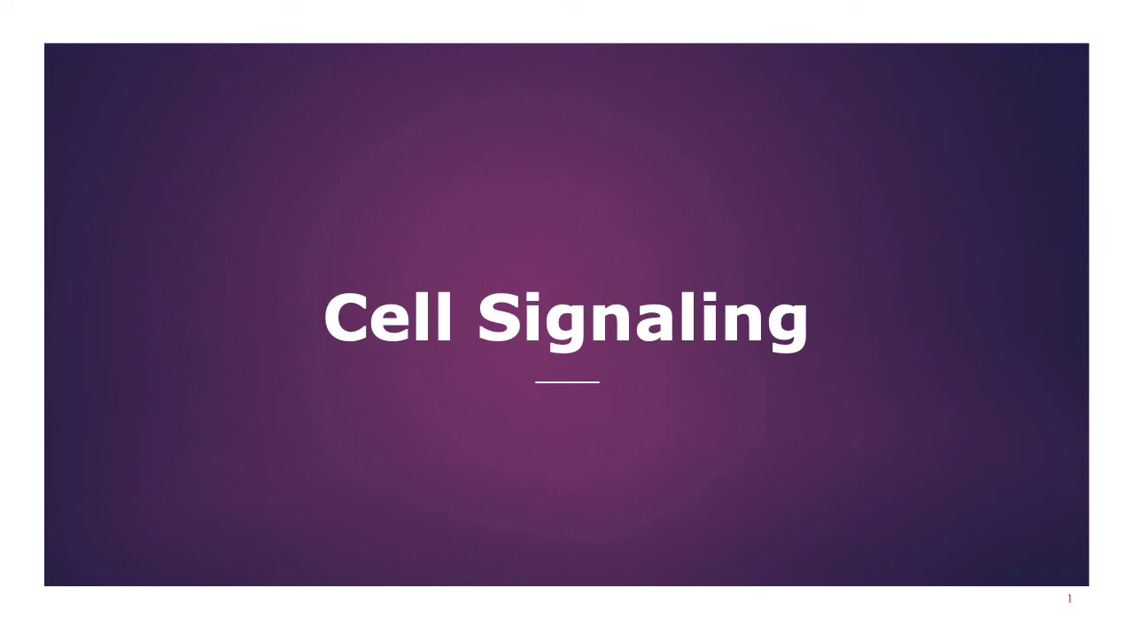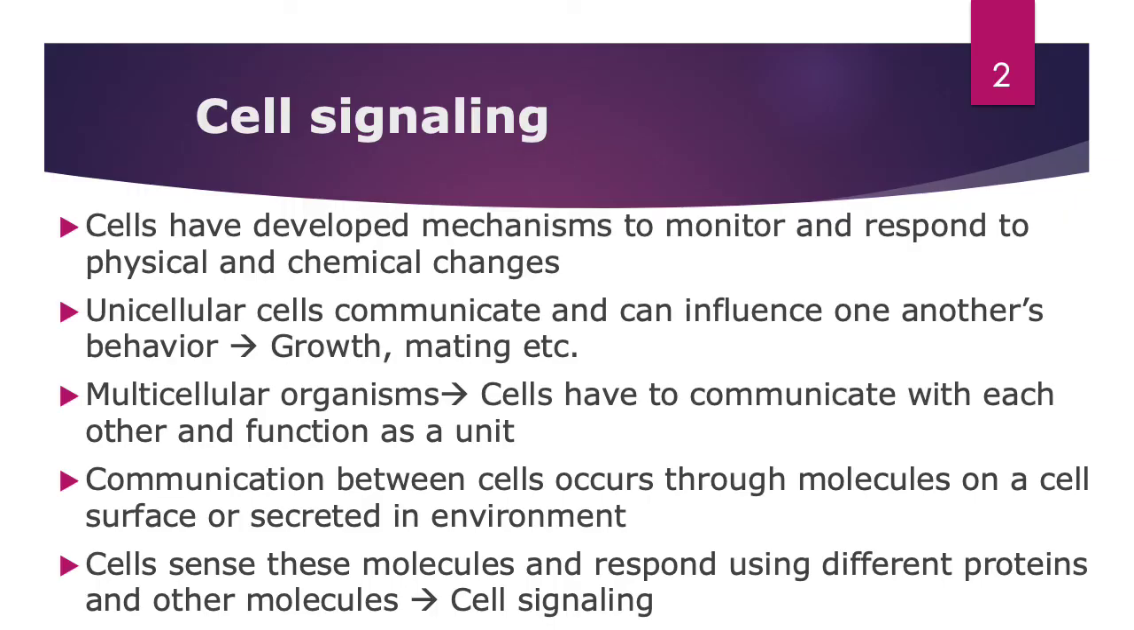In this talk, we're going to learn about different aspects of cell signaling. All cells have developed mechanisms to monitor and respond to physical and chemical changes around their environment. Regardless of what kind of cell it is, for example, a unicellular organism has developed mechanisms to communicate and influence another unicellular organism's behavior, and this happens through the process of cell signaling.